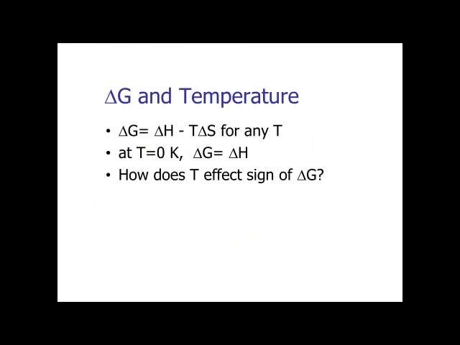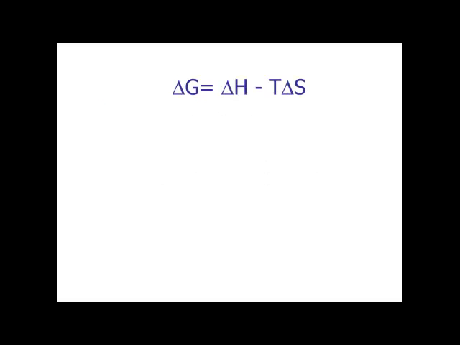How does delta G change with temperature? Delta G equals delta H minus T delta S for any temperature. If the absolute temperature is 0, then delta G equals delta H. What if we change the conditions? If delta H is negative and delta S is positive, then delta G will be negative at all temperatures.